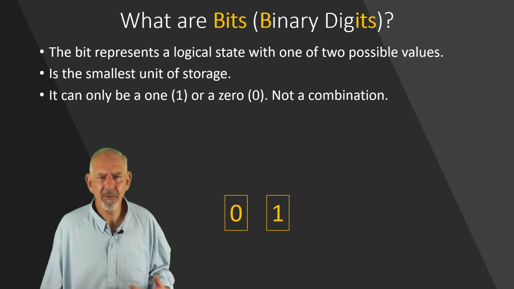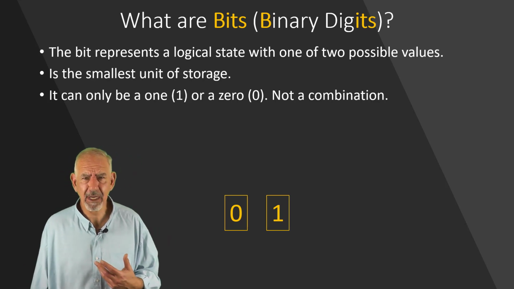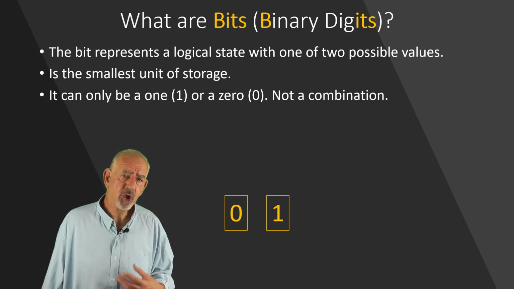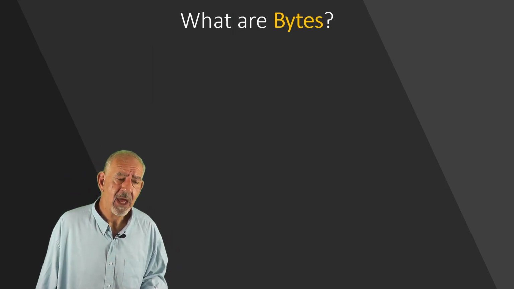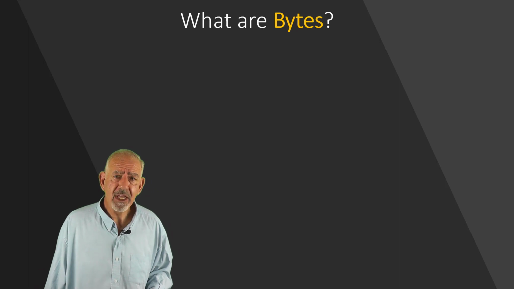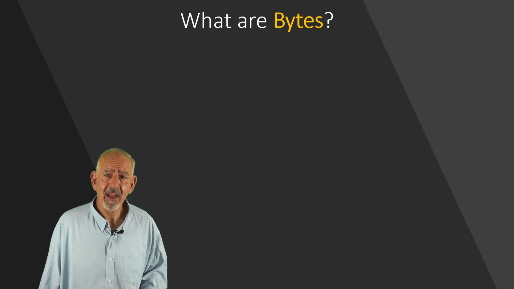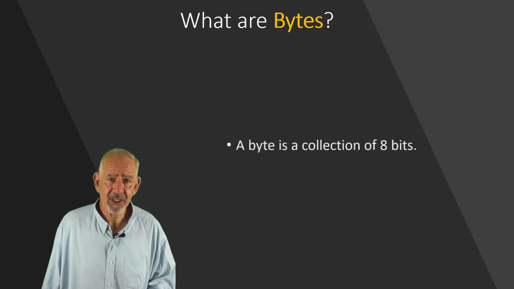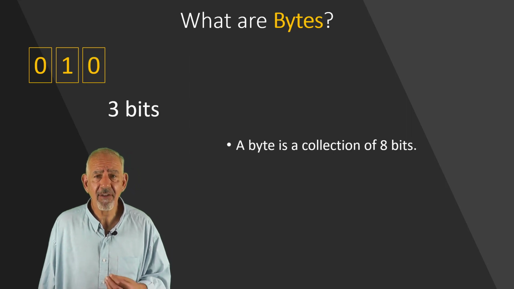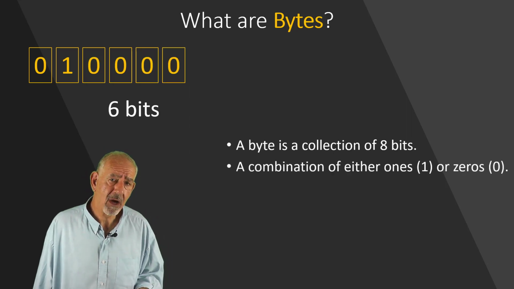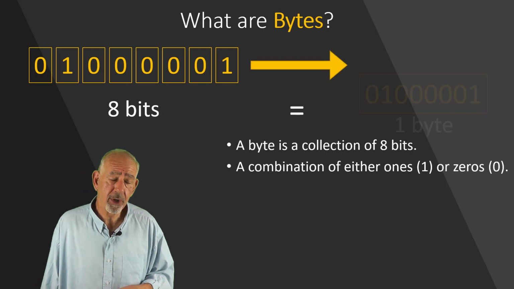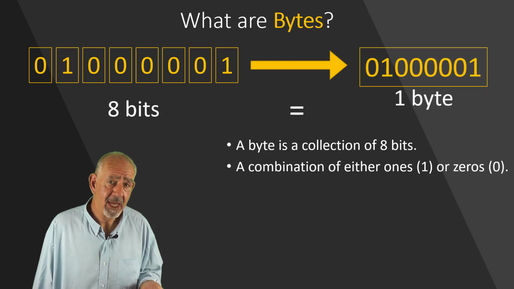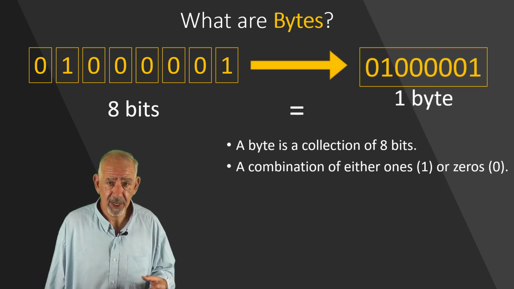So how do we put them together then to make some sort of meaningful sense? Well, we join them together. So instead of reading them one at a time, we read them in groups of 8. And this is what we call bytes. So a byte is a collection of 8 bits and commonly known as a computer word, although some people refer to 16 bits as a computer word. They used to in the old days.